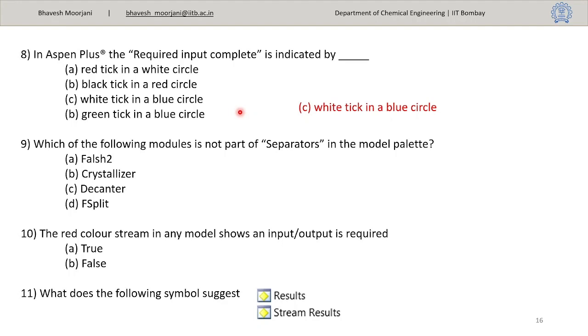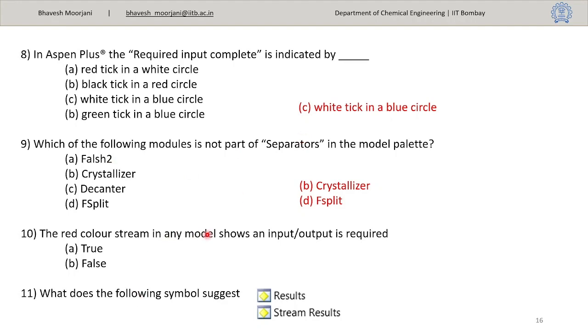If you have this kind of symbol, okay, let's come to question 11, then I will discuss. Apart from that, observe these various icons also, as they will help you identify where the error has occurred. Now, question number 9, which of the following modules is not part of the separator model? Crystallizer. Okay, crystallizer. Only crystallizer? Actually this FSplit is also not part of a separator model. That is some filtration unit. So mainly Flash2 and Decanter are the part of the separator.